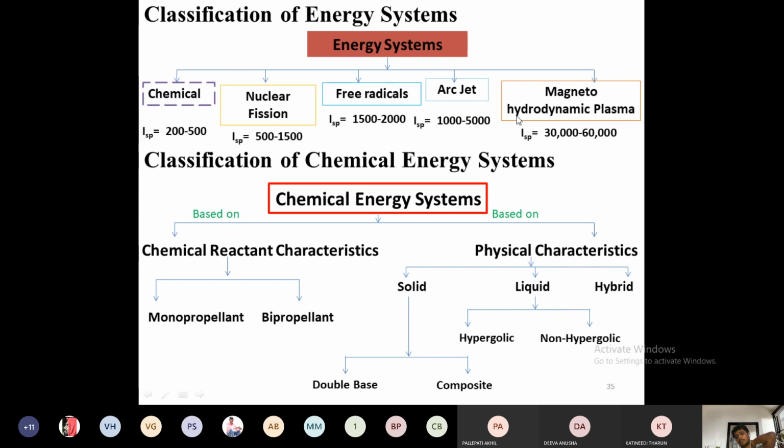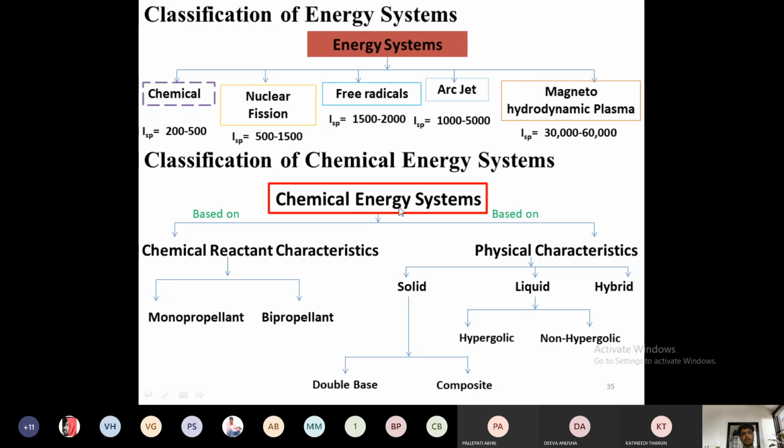Specific impulse is usually measured in seconds. Therefore, these four energy systems, nuclear fission, free radicals, arc jet, and magnetohydrodynamic plasma, are underdeveloped and in the R&D stage. Chemical systems are the more advanced systems. According to your syllabus, we have only chemical energy systems, so the classification below is for the chemical energy systems.